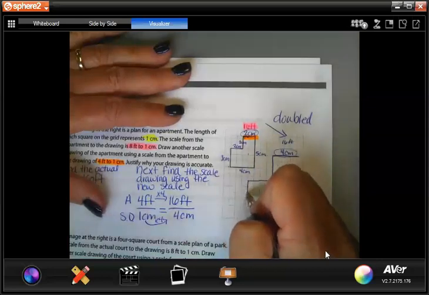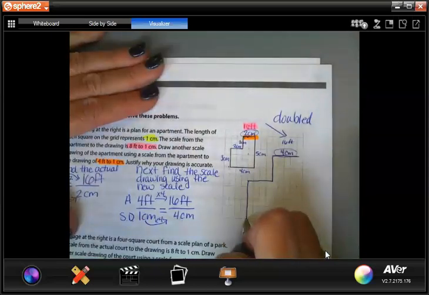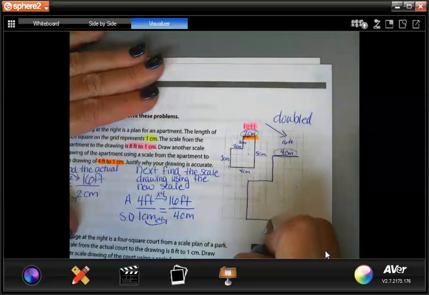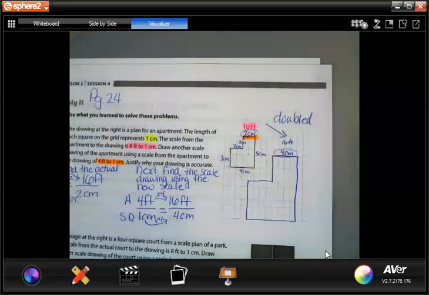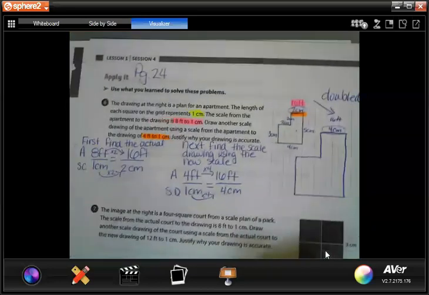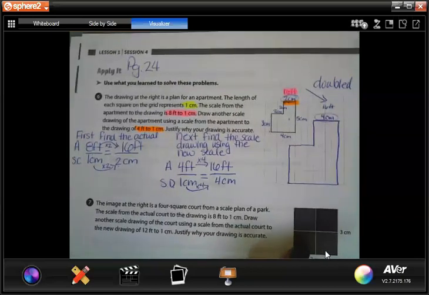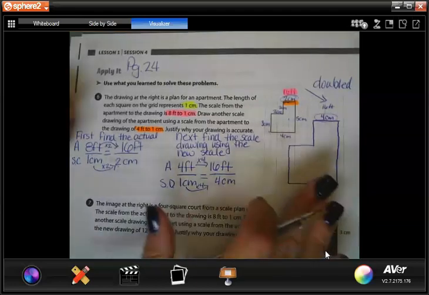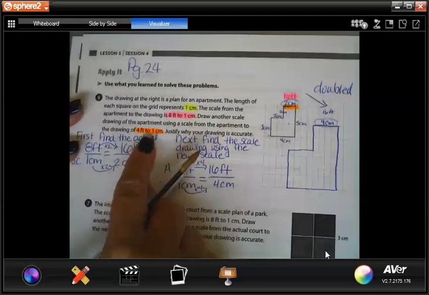1, 2, 3, 4, 5, 6. If this is 4 centimeters, this one's doubled, so that's 8. 1, 2, 3, 4, 5, 6, 7, 8. And then if that one's 5, this side over here has got to be 10. Okay? So there it is. All right. What we've done is we've just drawn a new scale drawing based on a new scale.